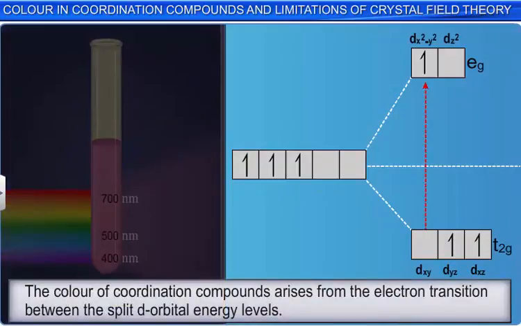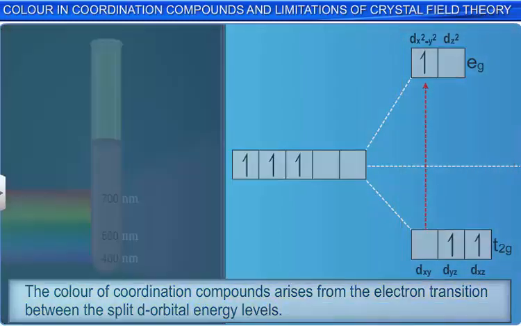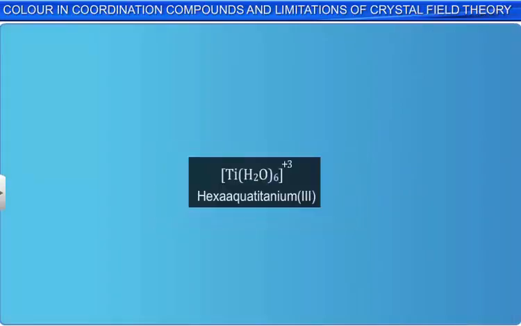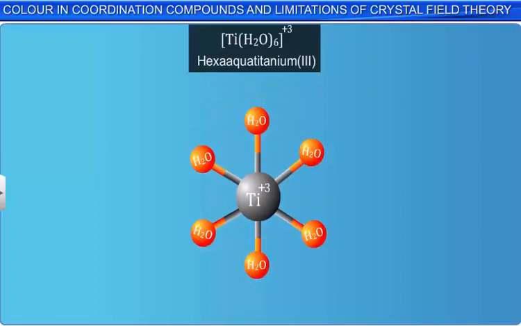Let us take the example of hexaaqua titanium 3+ to understand this. Hexaaqua titanium 3+ is an octahedral complex, in which titanium is in +3 oxidation state and has a single electron in the d orbital. The single electron is present in the lower t2g level in the ground state of the complex.